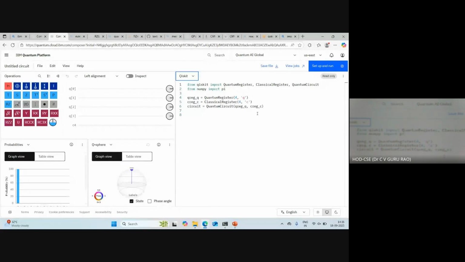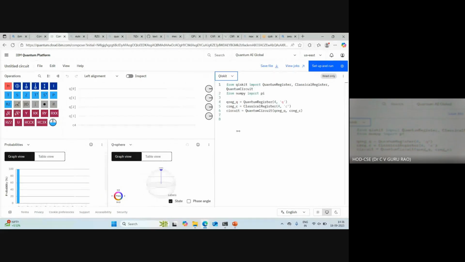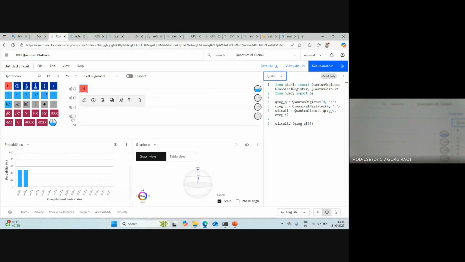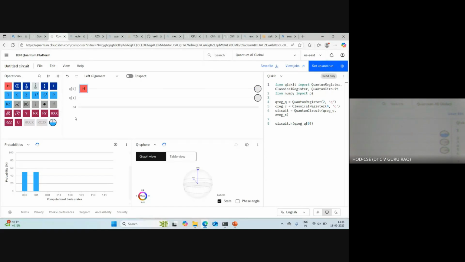Let's move on. Let's try putting some gates over here. Let's see how it changes. Okay. So I'm dragging and dropping a Hadamard gate over here. I would suggest that we start from 2 qubits. We'll not go for multiple qubits. We are just starting with 2 qubits. If we are working with 2 qubits, we would be requiring 2 classical registers.